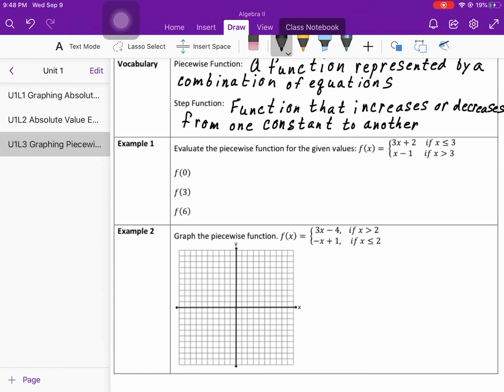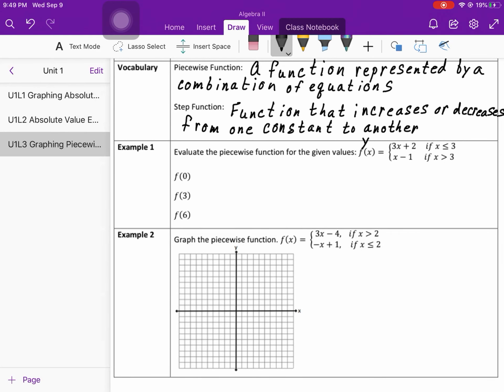So evaluate the piecewise function for the given values. Now we are looking at that piecewise function. Remember that f of x is just a fancy function notation to say y equals. F of x and y equals are the exact same thing. So for f of 0, that's like plugging in 0 in place of our x. But we have to decide, does that go into the top part or the bottom part? The way that we tell is we look at our inequalities on the right side, because remember this symbol here is less than or equal to, and this symbol is greater than. So if x is less than or equal to 3, we plug it into the top equation. If x is greater than 3, we plug it into the bottom equation.